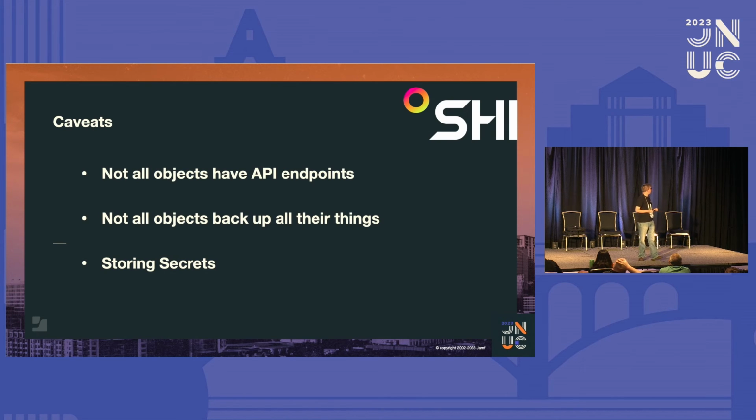Not all objects back up all their things. Technical, I know, but we talked about that before. Accounts, passwords, they're not there. Certain other objects won't back up all their things. Certain objects will back up all their things. For instance, when you download a smart group, it will download all the computers that are associated with that smart group. So we have to be careful what we download.